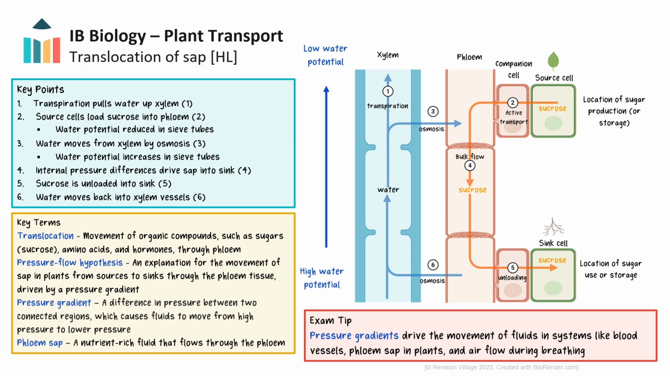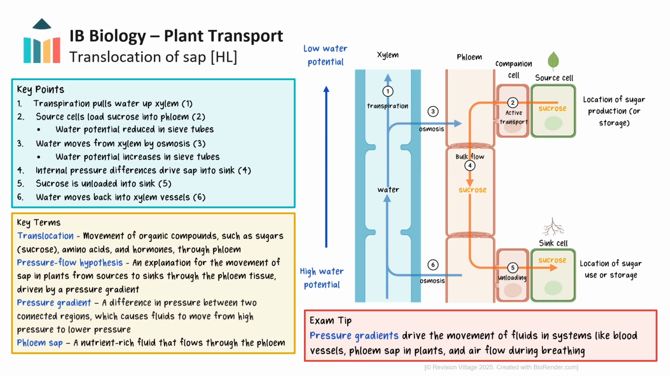While this is happening in the xylem, another transport process occurs in the phloem, where source cells, typically leaves, shown here at 2, actively load sucrose into the phloem sieve tubes using energy. This accumulation of sucrose lowers the water potential inside the phloem at the source end. As a result, shown here at 3, water moves into the phloem from the adjacent xylem by osmosis.